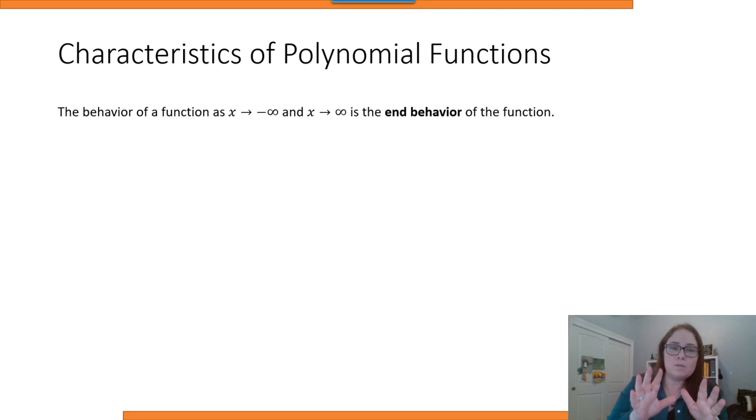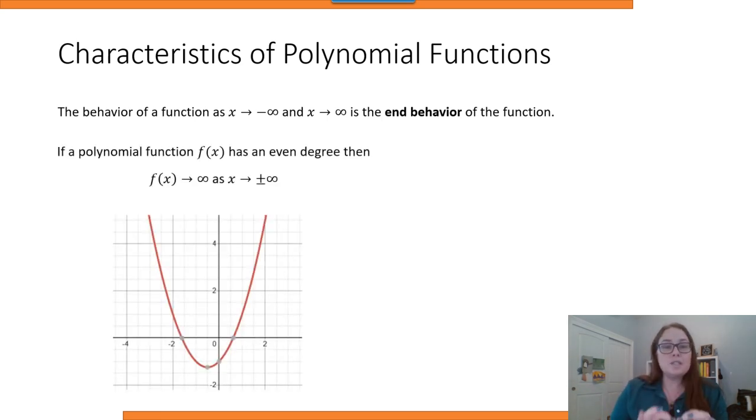You'll notice here that I'm using these arrows. That arrow is read as approaches. It's an arrow we're going to start to see more and more as you get closer and closer to calculus. So that reads as x approaches negative infinity and x approaches infinity. So if the degree of the polynomial, just as a refresher, the degree is the highest power of any of the terms in the polynomial, if it's an even number, then the polynomial is going to go off to infinity as x approaches plus or minus infinity.